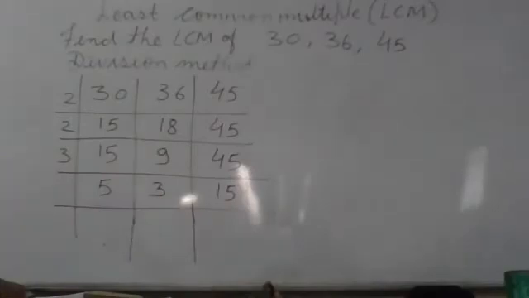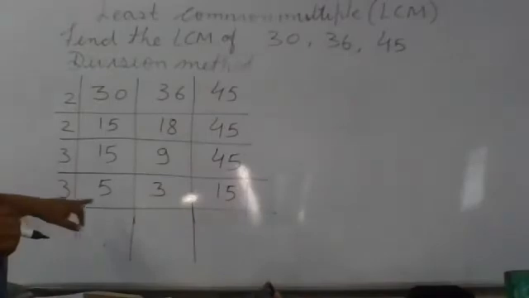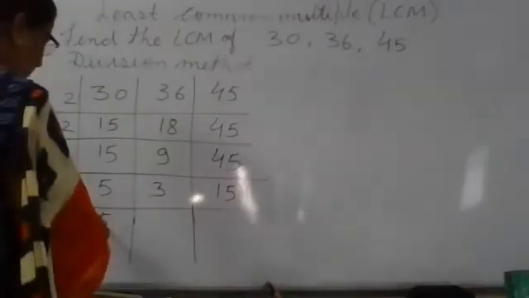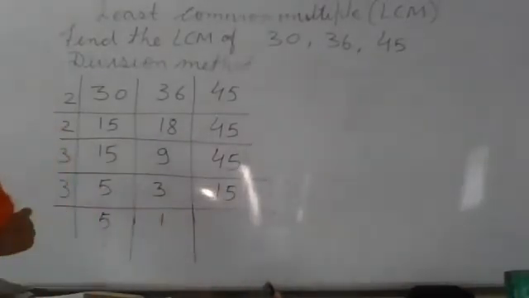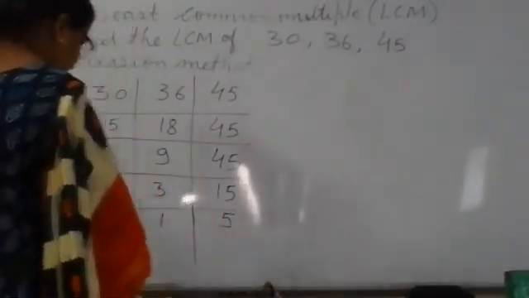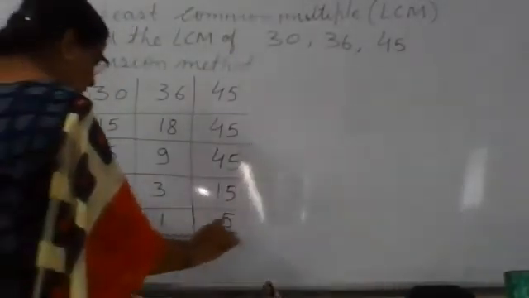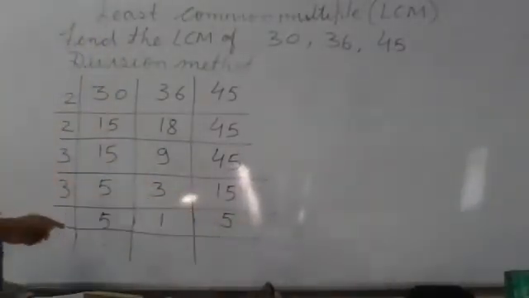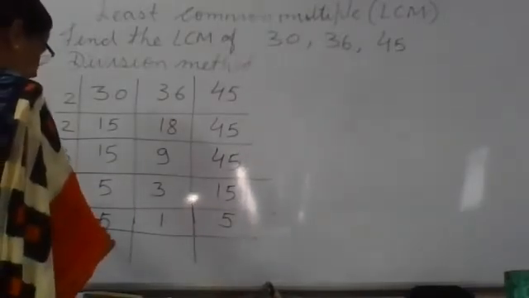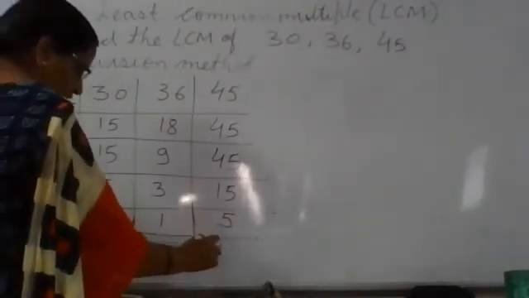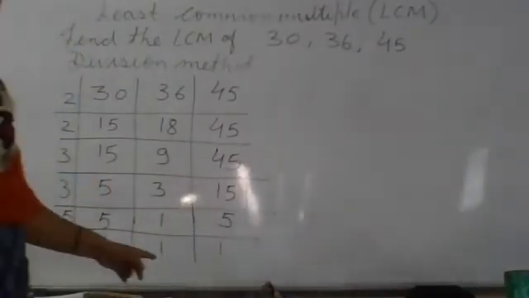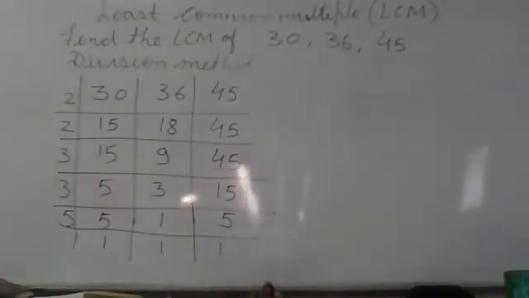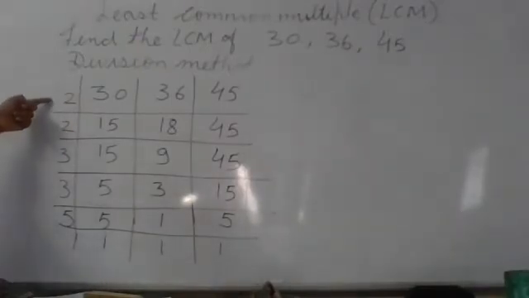5, 3, 15. Again we will take 3. 5 is not divisible by 3, so write down 5 as it is. 3 1s are 3. 3 5s are 15. Okay, now our remainders are 5, 1 and 5. So we will take the next prime number 5. 5 1s are 5, 5 1s are 5, 5 1s are 5. See, all the remainders are 1. Got it beta? Now multiply all these prime numbers and you will get the LCM.